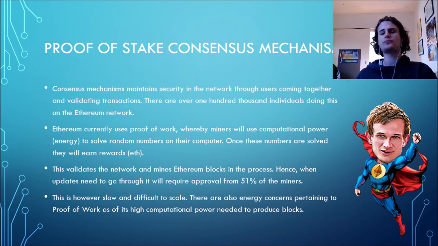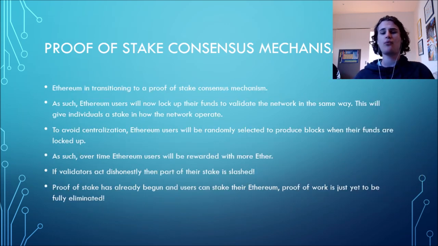The problems with proof of work are that it is slow and difficult to scale. Also, another problem is that when these computers need to solve these random numbers around the world, it actually uses up a ton of energy. Elon Musk has recently critiqued Bitcoin for using too much energy and hurting the environment a little bit. On the other hand, proof of stake doesn't use any of this energy and it should be significantly faster. So, let's get into what proof of stake actually is.